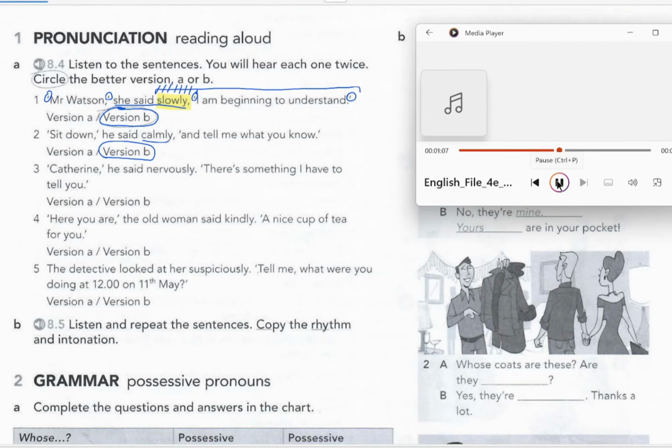Version B. Catherine, he said nervously, there's something I have to tell you.